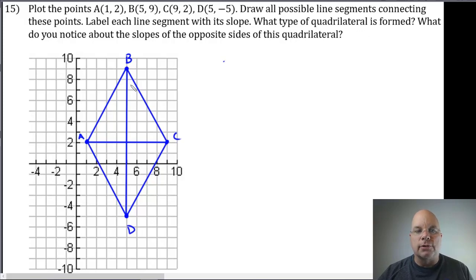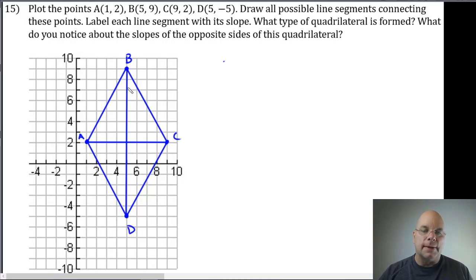What type of quadrilateral is formed? So the quadrilateral we're looking at, it looks like these opposite sides are parallel. Both pairs of opposite sides are parallel, so it's a parallelogram. And then we just have to ask ourselves, is it any special kind of parallelogram? It's clearly not a rectangle because this angle B is acute, as is angle D, but angles A and C are obtuse. So these are not right angles, so it's not a rectangle.